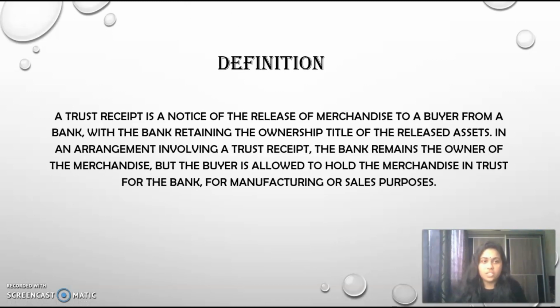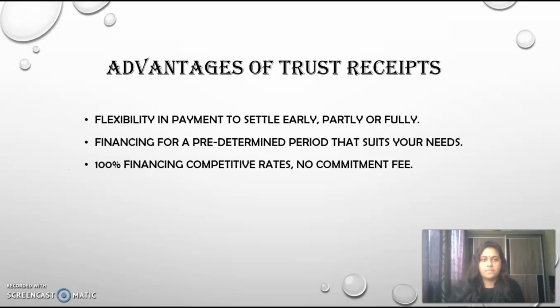As for the definition, a trust receipt is a notice of the release of merchandise to a buyer from a bank, with the bank retaining the ownership title of the released assets. In an arrangement involving a trust receipt, the bank remains the owner of the merchandise, but the buyer is allowed to hold the merchandise in trust for the bank for manufacturing or sales purposes.